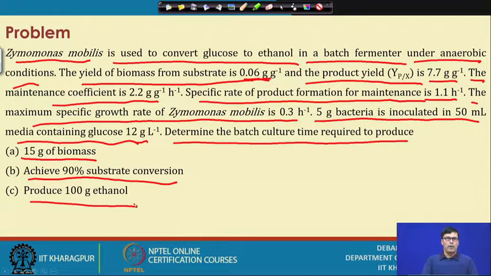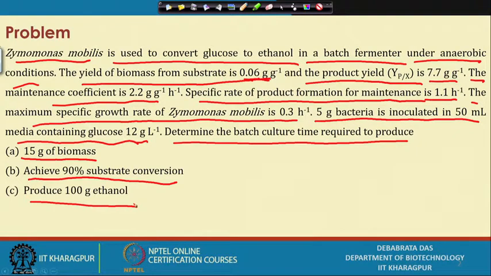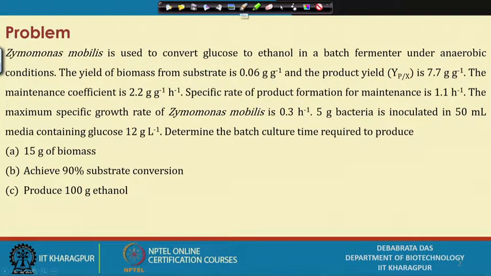One is you have to find out, to get 15 grams per liter of biomass, how much time is required in a batch process. Then you have to find out, to achieve the 90% substrate conversion, how much time is required. Then, to produce 100 gram of ethanol, how much time is required. So I consider this a very interesting problem. Let us see how we can solve this problem.